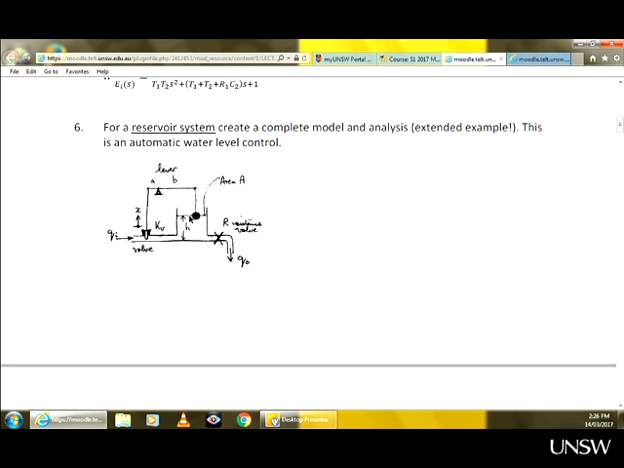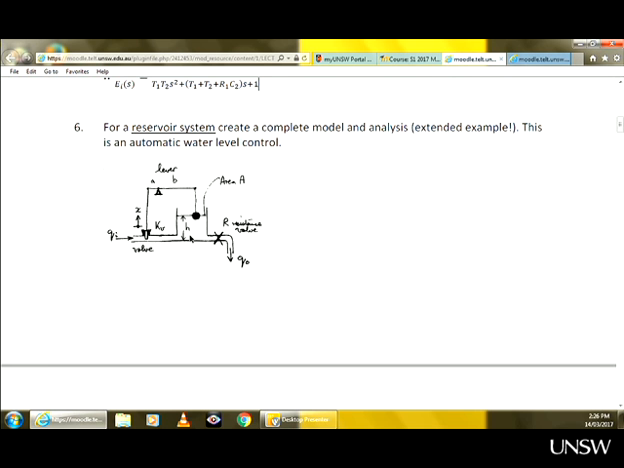So it looks like a water tank system we dealt with last week, but the difference is that this valve, or therefore the flow in, is variable. It is controlled according to how high the level is. So this system is effectively an automatic control system. So if you set what height you want, this system will maintain constant height.